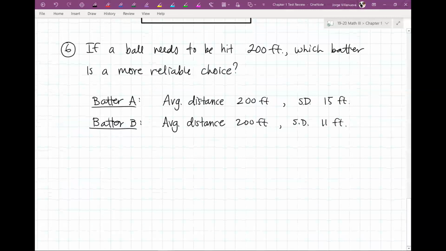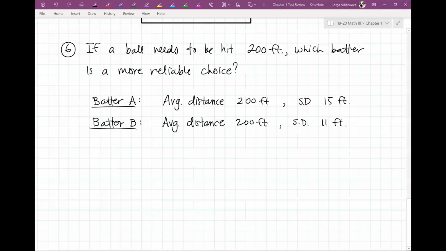Again, there is zero calculation that you guys have to do for this problem. Okay, so you need to hit a ball. Let's say you're trying to play a game where whoever gets it closest will win, right? And you're trying to win a prize, and they say, hey, choose a batter, either A or B, and you want to try to hit it closest to 200 feet. Which batter would you pick, batter A or batter B?